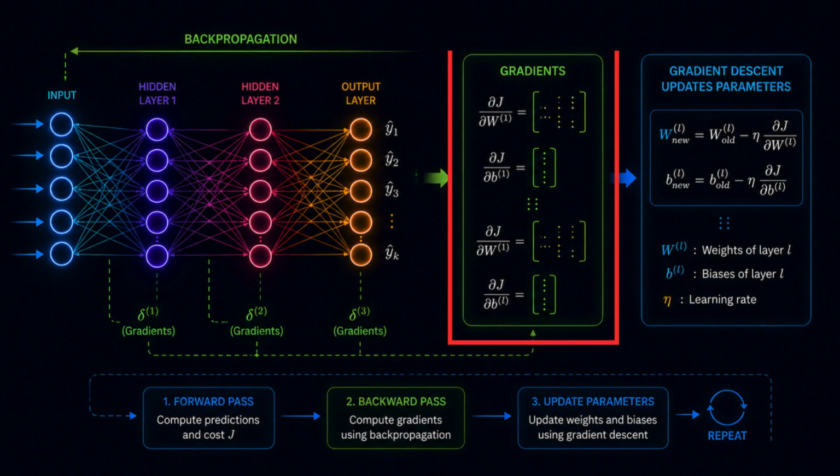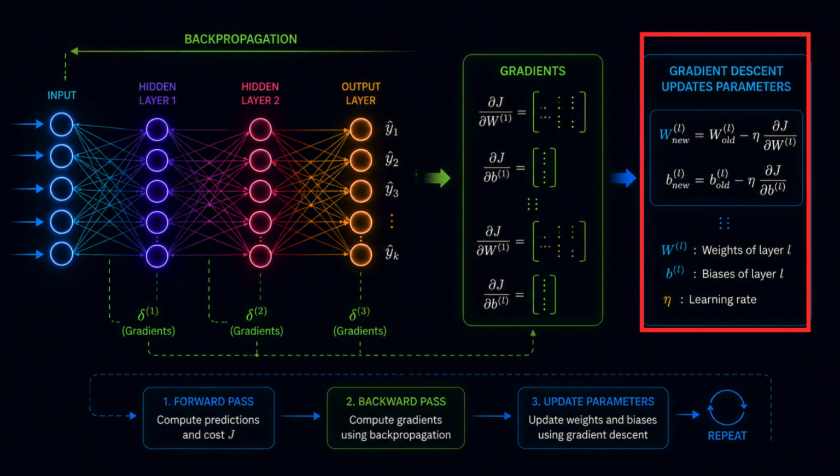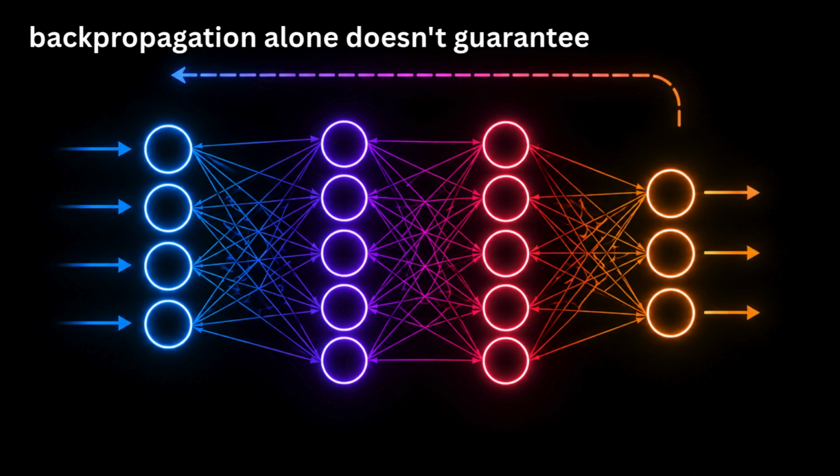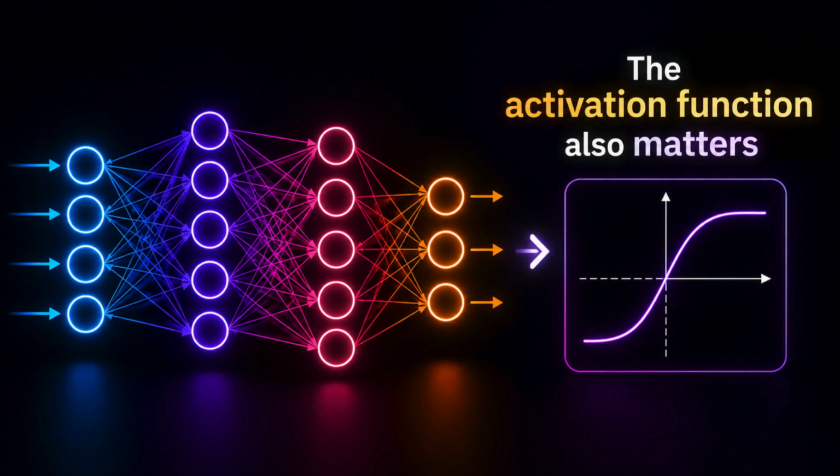Once we have the gradients, gradient descent updates the weights and biases. And the network tries again. But backpropagation alone doesn't guarantee a good network. The activation function also matters.